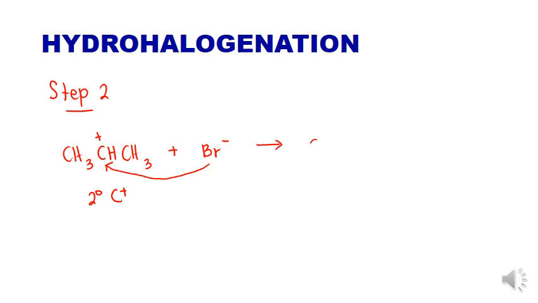Then it will form a bond between the carbon and the bromine atom. Now we have produced the secondary haloalkane.